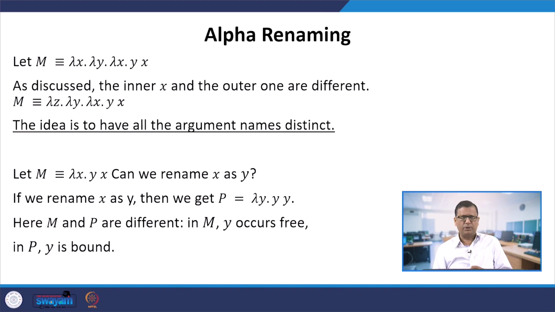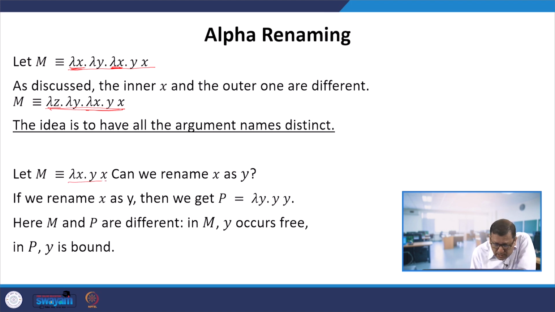Now when can we do this? This is what we want to discuss. Now consider the example that we have discussed earlier. Here we have two lambda x, which may be confusing initially, to beginners. We said that the inner x and the outer x are different. The idea is to have all argument names distinct. So we can change this x to z and keep this one as it is. Now you have all parameters distinct, so there is no confusion at all. So this is alpha renaming. Now let us take another example. We have lambda x dot yx.